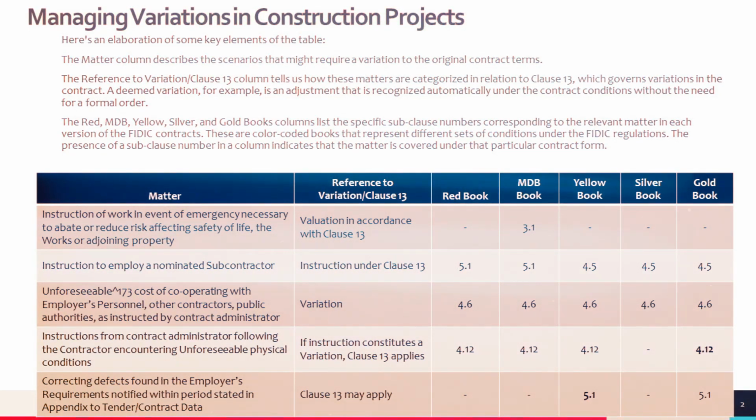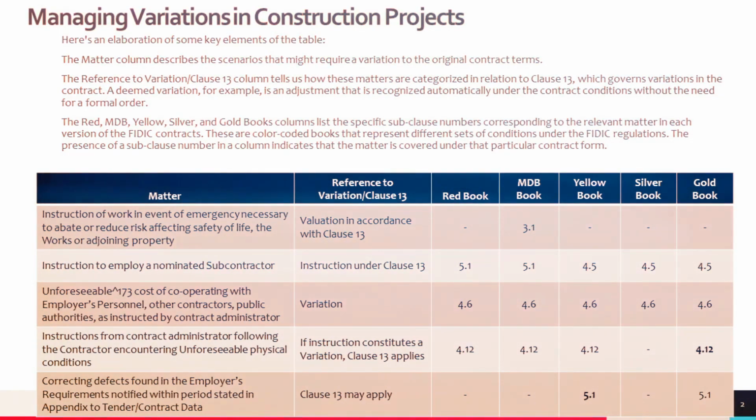Welcome to our detailed overview of the specific matters and how they are handled under different FIDIC contract forms, which include the red book, MDB book, yellow book, silver book, and gold book. Each contract form guides the handling of various scenarios that might arise during construction projects. Let's delve into each scenario and its corresponding guidelines across these contract forms.